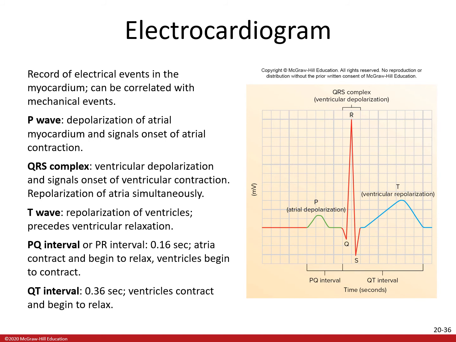Next up, we are going to talk about ECGs, or electrocardiograms. This is going to be a record of electrical events in the myocardium, and it can be correlated with mechanical events. So the P wave is going to be where we have the depolarization of the atrial myocardium and signals the onset of atrial contraction. And you can see that little guy here.